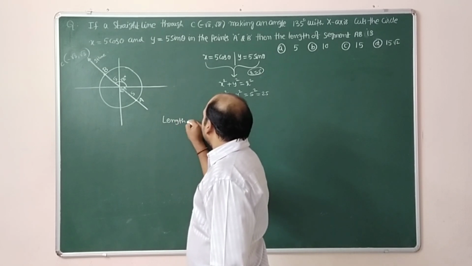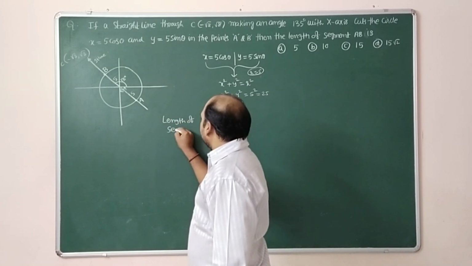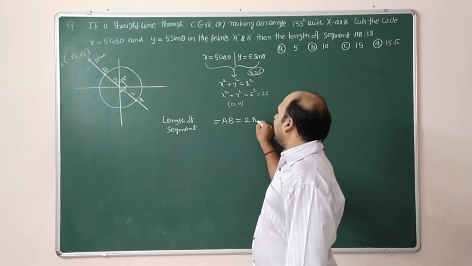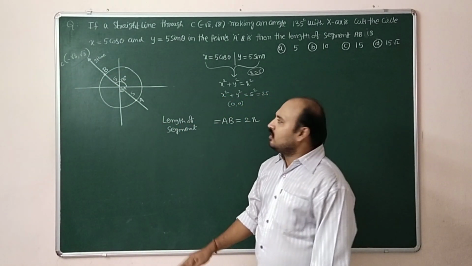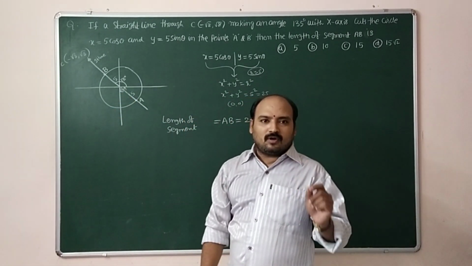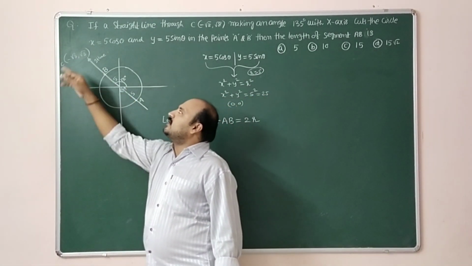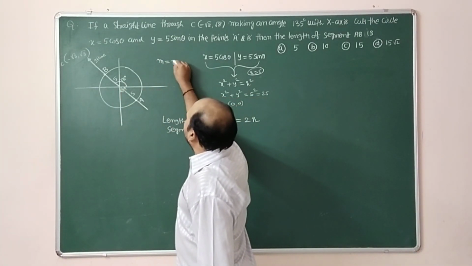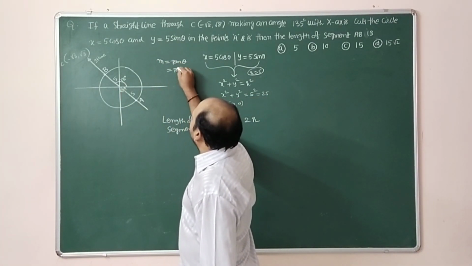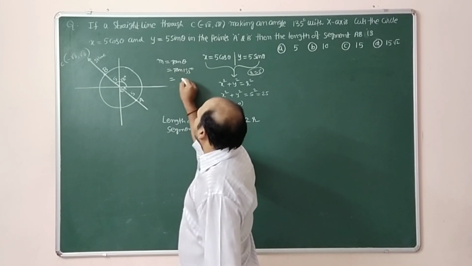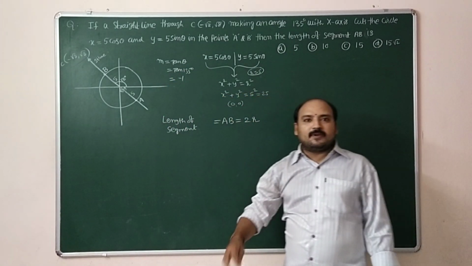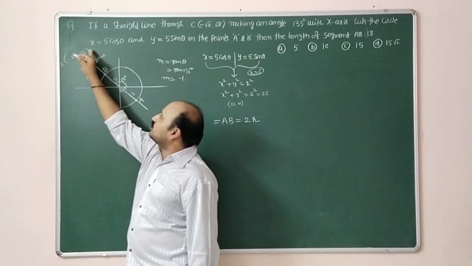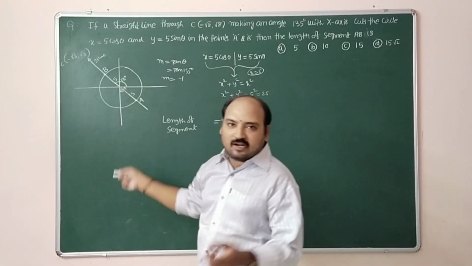So the diameter length AB is equal to the length of the segment AB, which is 2 times the radius. Clearly we are observing here. Whether it is passing through the origin or not, we will check that. The point is (-√8, √8) and the angle is 135 degrees. So m = tan θ, tan 135 = tan(90 + 45) = -cot 45 = -1. The slope is -1 and it passes through (-√8, √8). Whether it is correct or not, I am checking.